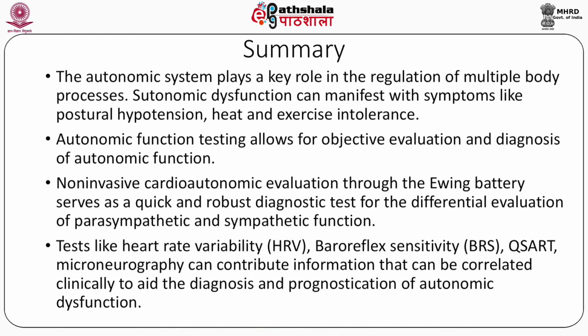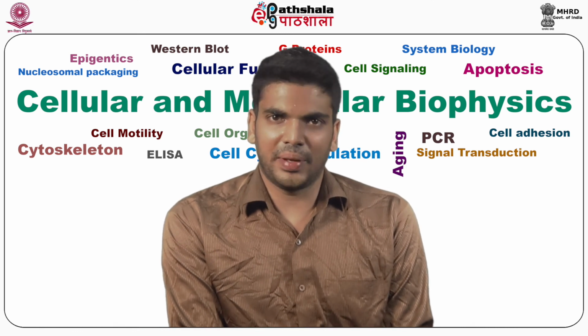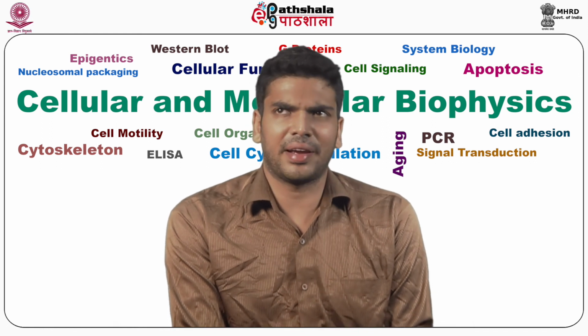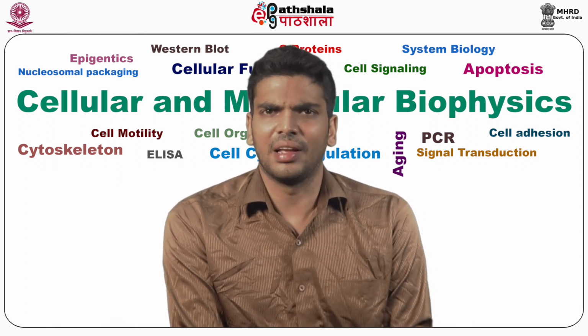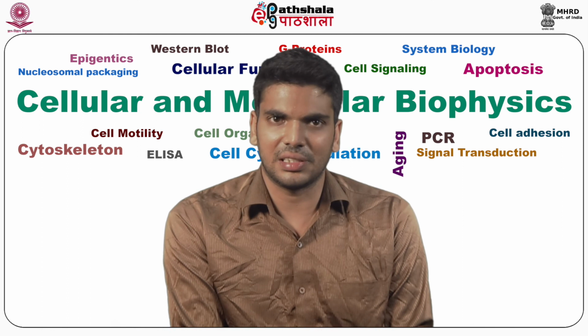So coming down to this, as you can see, the autonomic nervous system is a very important system in the regulation of multiple body processes, and it can manifest with symptoms like postural hypotension and heat and exercise intolerance. So what you want to do is evaluate and quantify the amount of autonomic dysfunction better. The Ewing battery, which is the battery of 5 tests which involve BP and heart rate responses to various challenges, is a very quick and robust test. The entire Ewing battery can be performed within around half an hour, and it can be used to differentially evaluate both parasympathetic and sympathetic function.